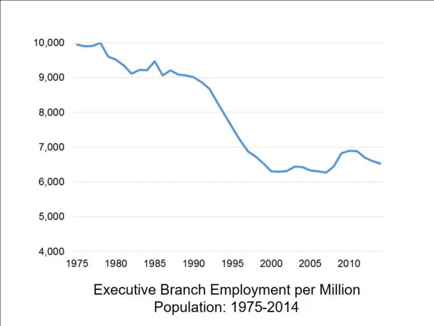This is executive branch employment per million population from 1975 to 2014. You can see there was a little decline in the early Reagan years, but then it kind of leveled off in the second half of the Reagan administration and the Bush administration. But then as soon as Clinton gets elected, it's a massive decline, a 30% decline in federal employment. Since the Clinton era, there hasn't been too much change except for a little bump up during the Great Recession.